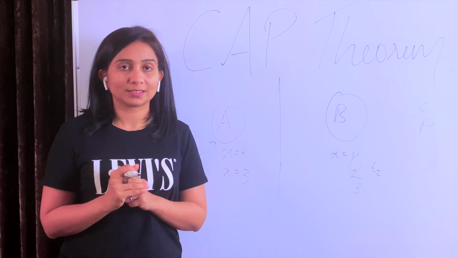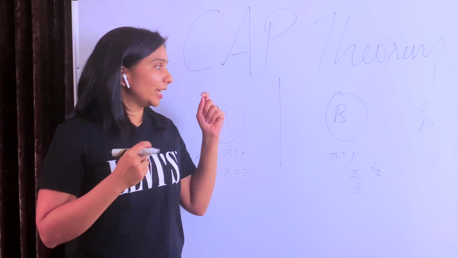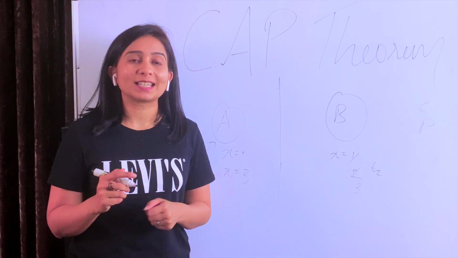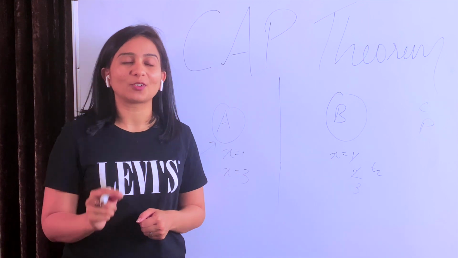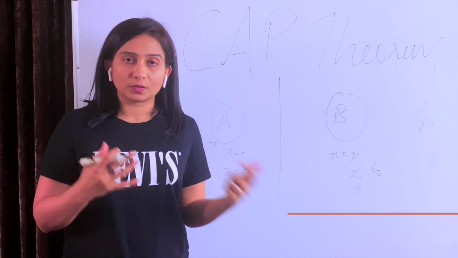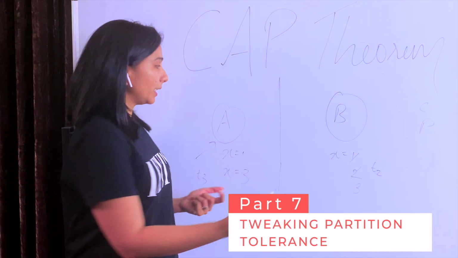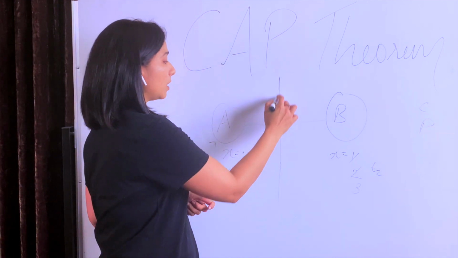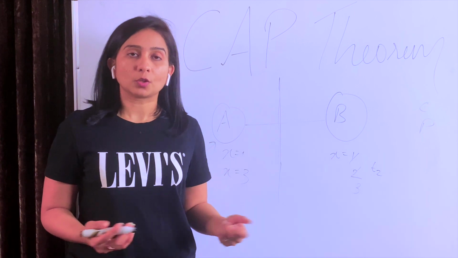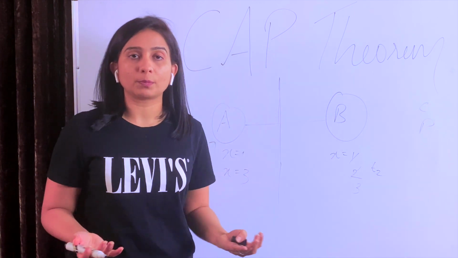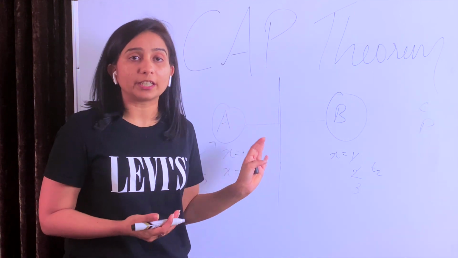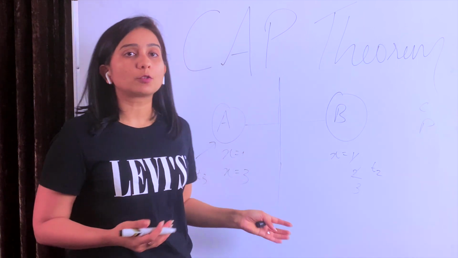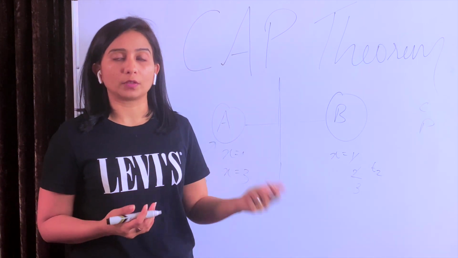Now I will tell you something related to partition tolerance, how you can tweak partition tolerance as well. Since the start of this video and the previous video, I had been saying that this A and B are connected over a network and that network has broken. So we decided, okay, we have to tolerate partition. The network failure has occurred, and now we have to either sacrifice consistency or availability.